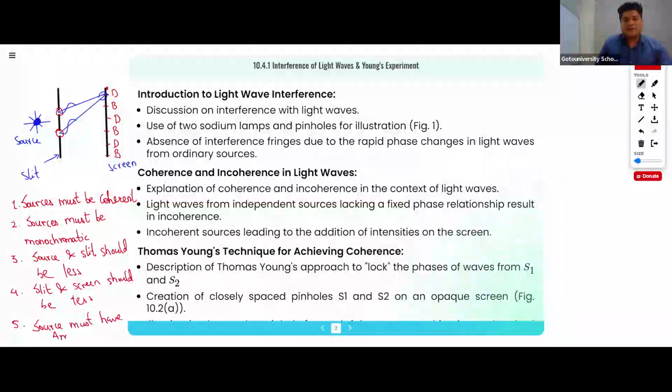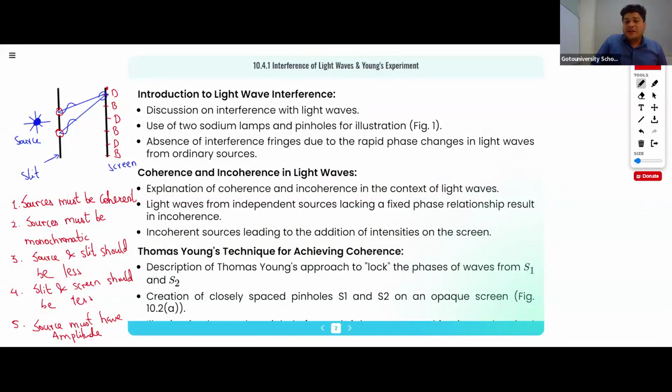What is the meaning of same amplitude? If the first one has 5 amplitude, the second one should also have 5 amplitude. If the first one has 8 amplitude, the second one should also have 8. If the amplitude differs, then there will not be a clear interference pattern. We'll get dark band, bright band, dark band, bright band, but the dark will not be completely dark, and the bright will not be completely bright. So for achieving this interference pattern, we should have these conditions.